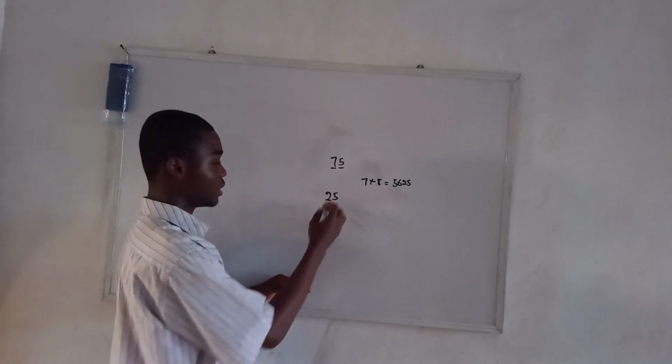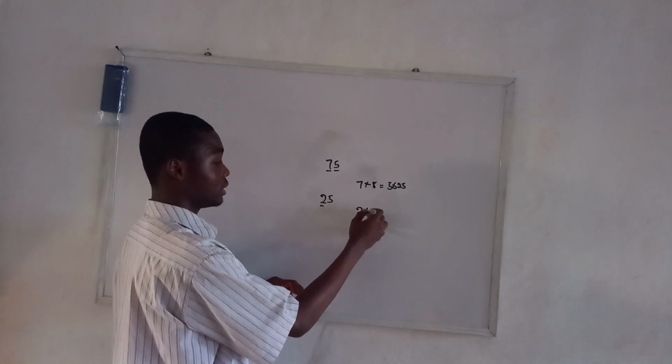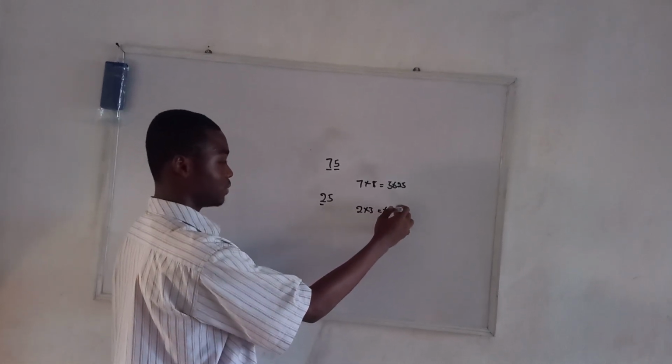You can also try that for 25. When you have 25, just take the first number, which is 2. After 2 is what? 3. 2 times 3, you get 6. Then you have 25 back.